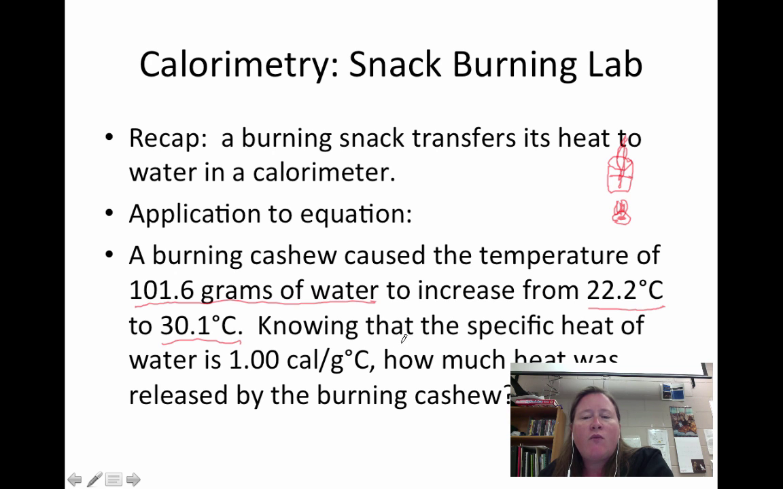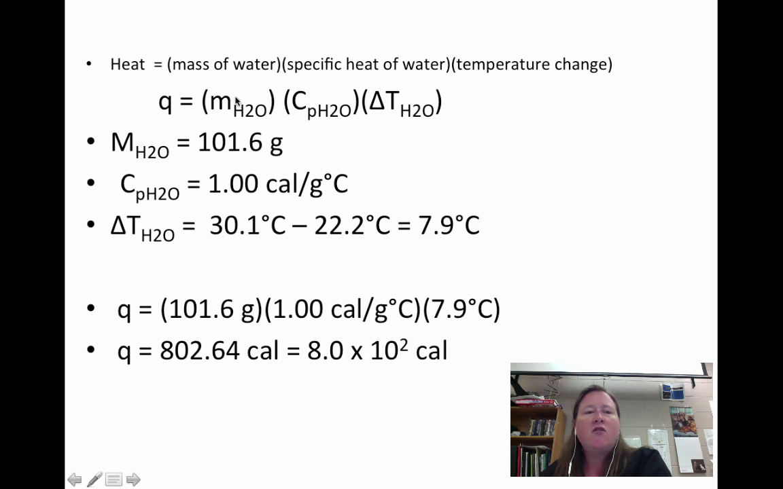Since we had water in the calorimeter, we know that the specific heat of water is 1.0 calories per gram per degree Celsius. The question is, how much heat was released by the burning cashew? So this is the calculation. The heat equals, since we're talking about the amount of heat absorbed by the water, we have water information in the calculation. So the heat is the mass of the water times the specific heat of water times the temperature change.